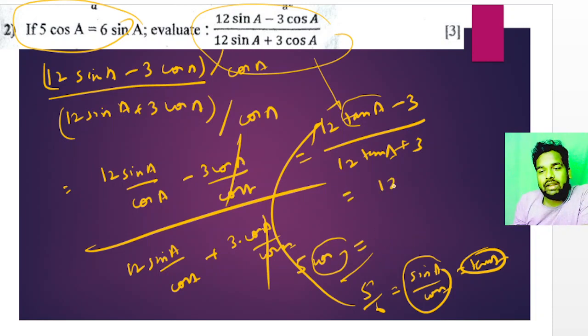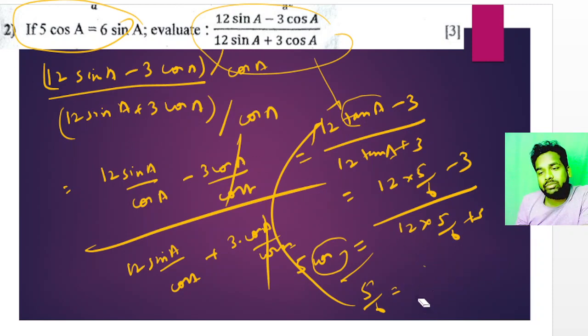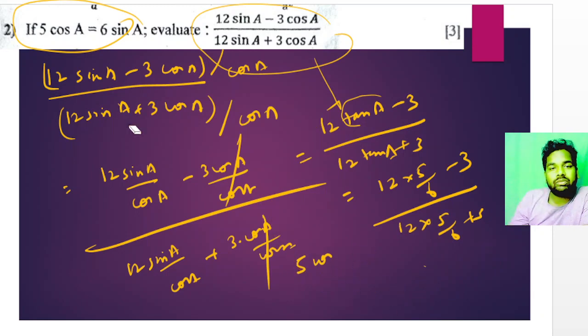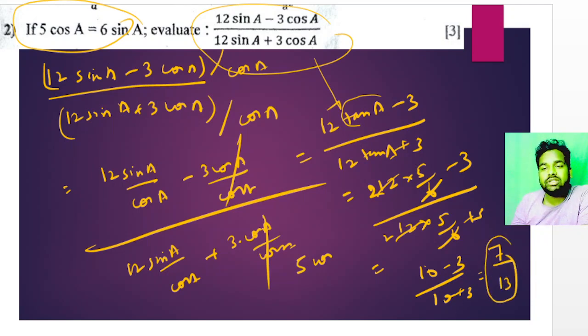Now look here: 12 into 5 by 6 minus 3 divided by 12 into 5 by 6 plus 3. Now you can solve this. 6 into 2 is 12, and 12 divided by 6 is 2, so 5 into 2 is 10. So it is 10 minus 3 divided by 10 plus 3. 10 minus 3 is 7, and 10 plus 3 is 13, so the answer is 7 by 13. We have completed this question within 2 or 3 minutes. If you can simplify the question, it is okay.